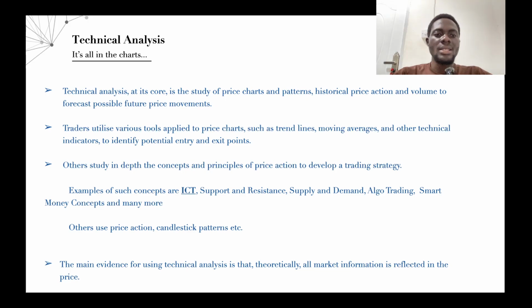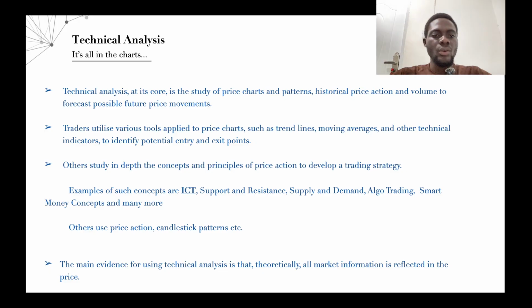So yes, technical analysis at its core, and you have to catch this, is the study of price charts and patterns. It's believed that there are certain patterns that occur in the markets that keep repeating themselves, and as you already know, history repeats itself, right? So historical price action and volume are used to forecast possible future price movements. You understand? So you accumulate all these things, or your study of these things, just to forecast future price movements.